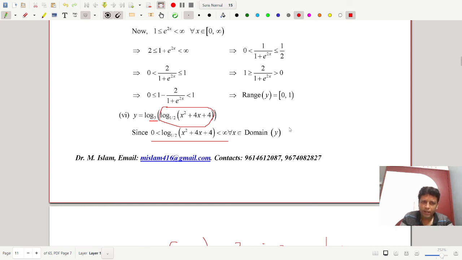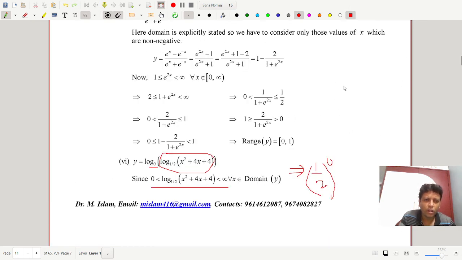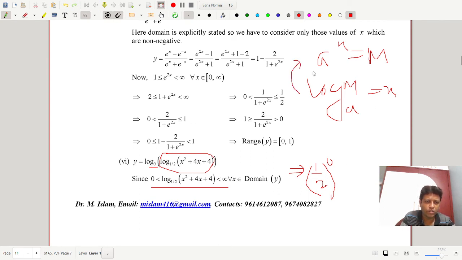Now again I will remove that half. I will remove log. If I remove log, it will be half to the power 0 according to the definition of log. What is the definition of log? A to the power x equal to m, then log m base a equal to x. So you can go the reverse way, a to the power x equal to m. This is the definition of log. So we can write half to the power 0.